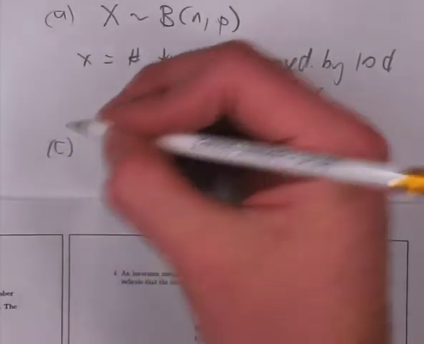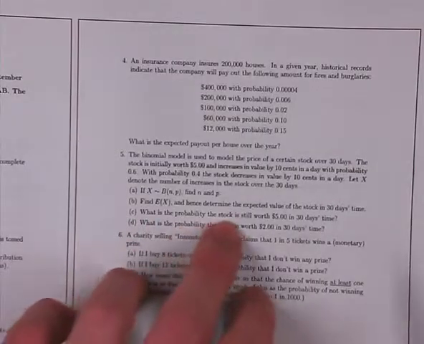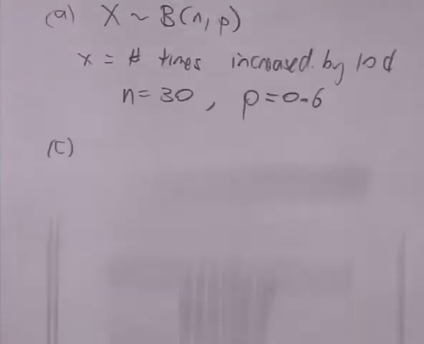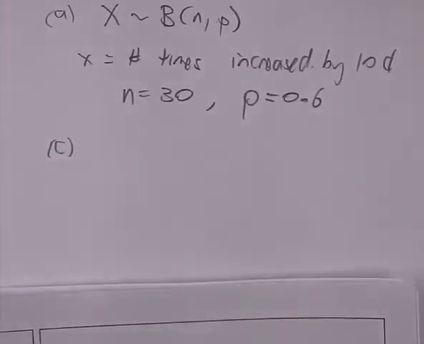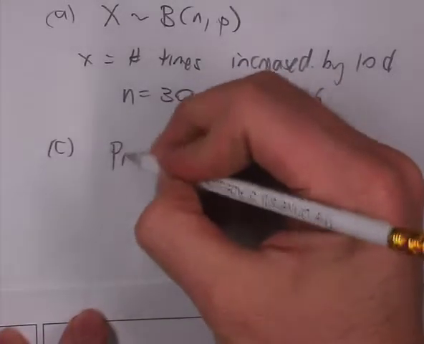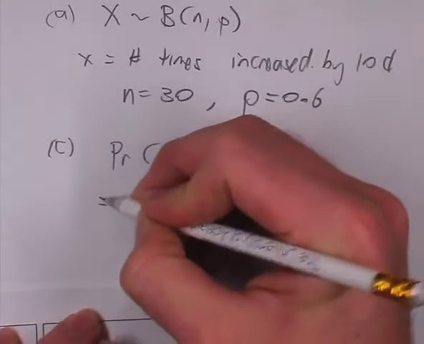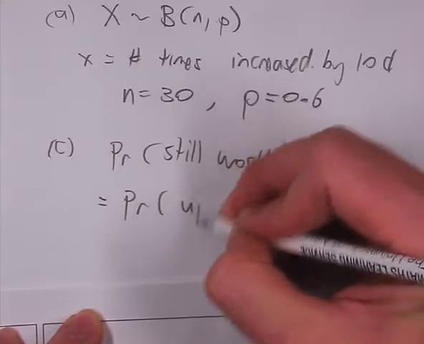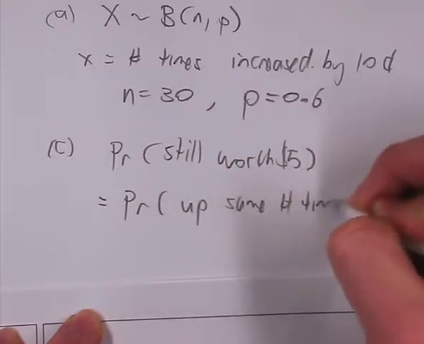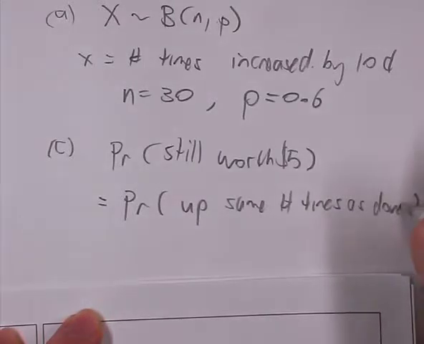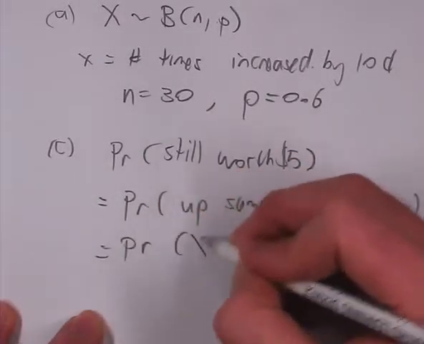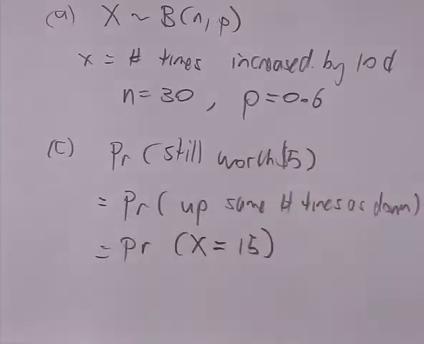I'm going to skip the next part because I want to just go to finding the probabilities. So what is the probability that the stock is still worth $5 in 30 days' time? Okay, so it would have to have gone up and gone down the same number of times in order to still be worth $5, right? So the probability still worth $5 is the same as the probability of up the same number of times as down, which is the probability that it went up 15 times. Because there's 30 in total, so 15 up and 15 down.